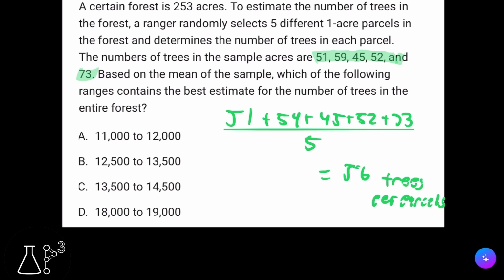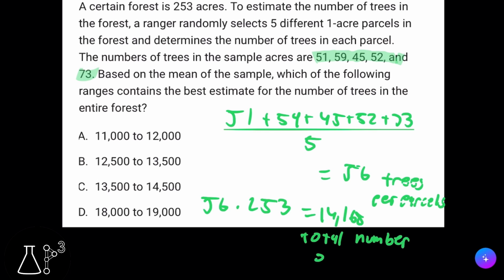So we have the mean. So how can I look for the total number of trees in the forest? Well, the forest has 253 acres. And we just found an estimation of the mean number of trees per parcel. So what I want to do now is multiply the mean by all the acres to figure out my total value. So we're going to multiply 56 times 253, and that's going to give you the answer of 14,168 for the total number of trees in the forest.